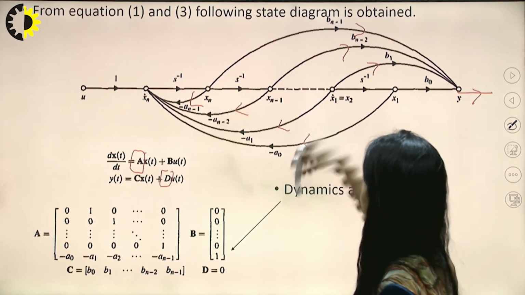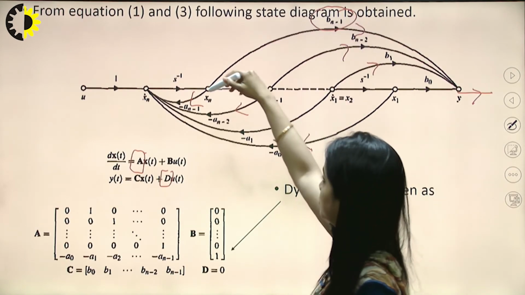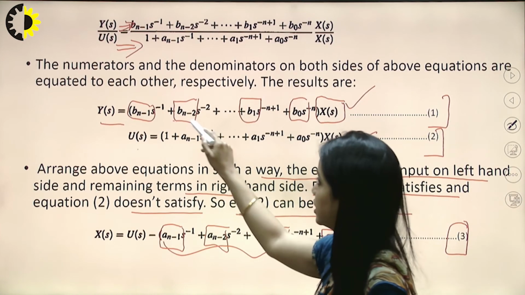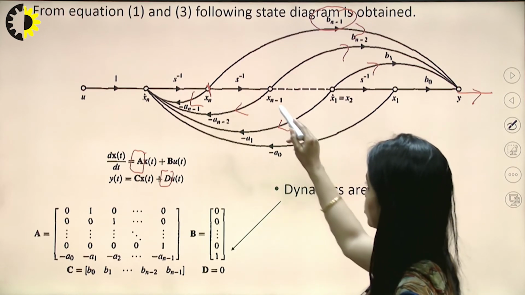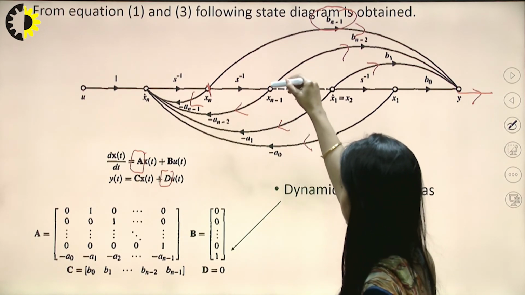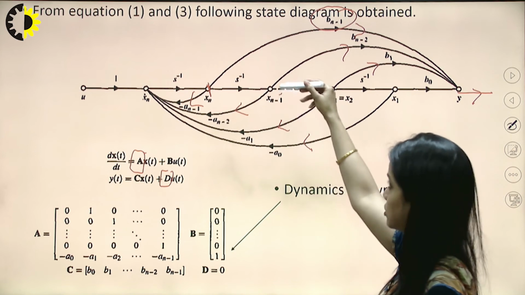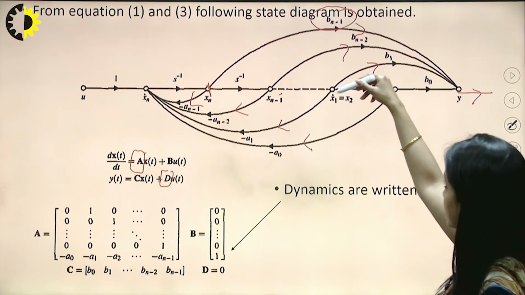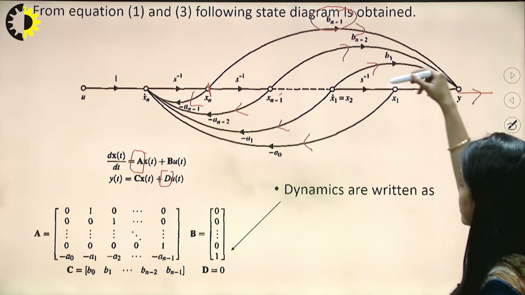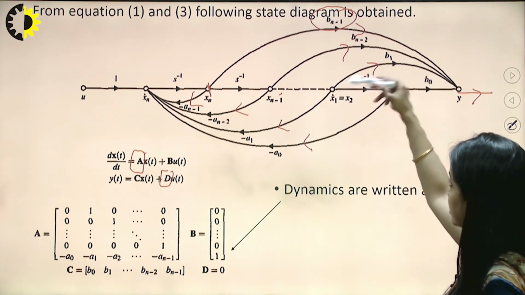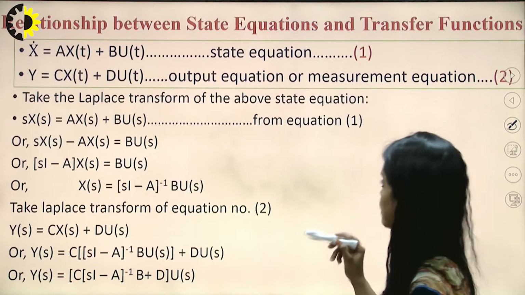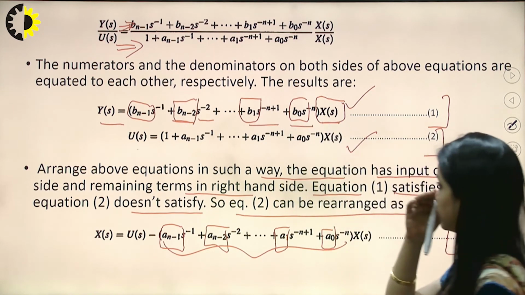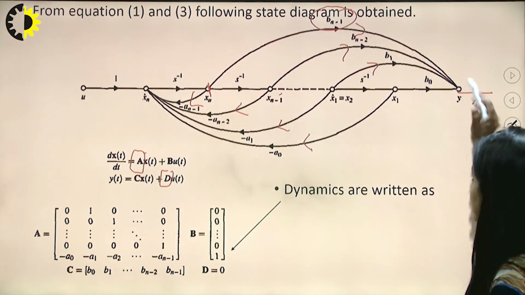So bn minus 1 into s raised to the power minus 1 is the first term. Then bn minus 1, s raised to the power minus 2. Then s raised to the power minus 2 into bn minus 2. Now s raised to the power minus 3 into bn minus 3. And s raised to the power minus n into bn. Here we have got the output at this node.